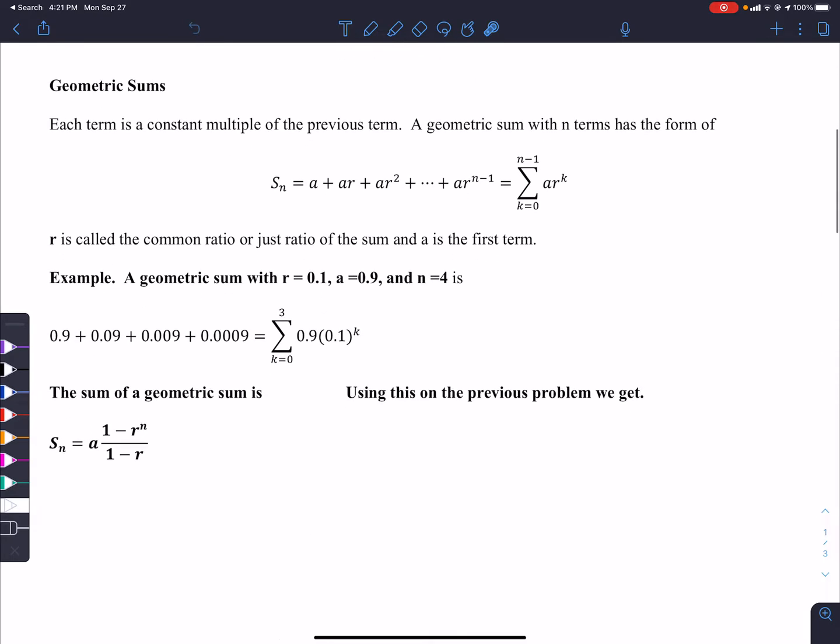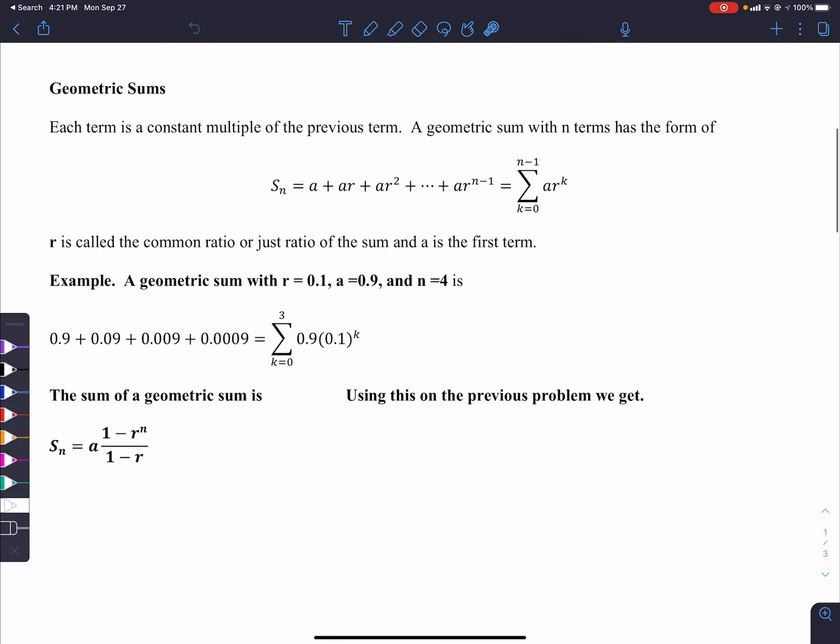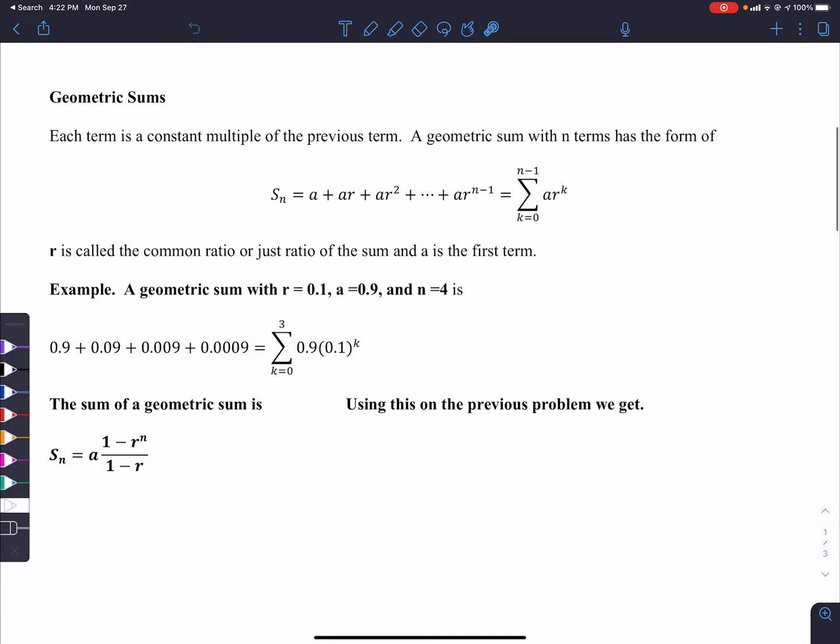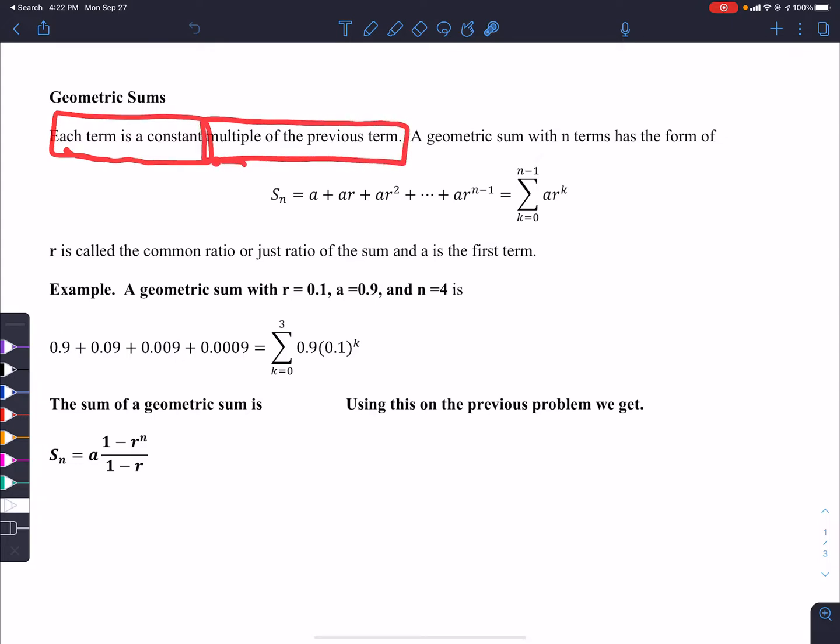Now, before we do an infinite series, we're going to look at the geometric sum, and we'll look at the geometric series later. But this is a very specific type of a sum. And so what does it say? Each term is a constant multiple of the previous. Your previous term is your starting point. You're going to multiply by the constant to get the next term. And you're going to multiply by that same constant over and over and over.